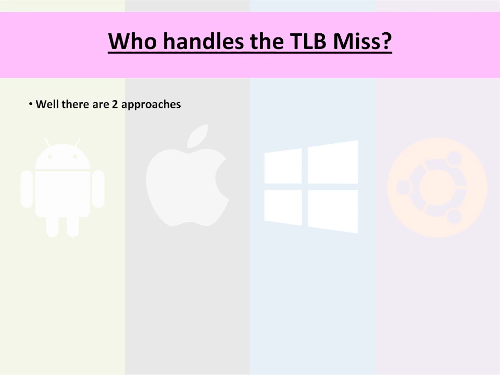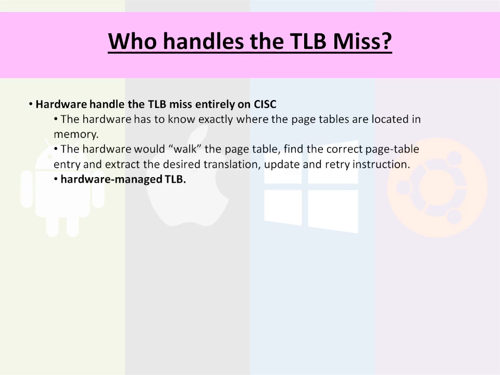So a question you might be asking: who handles the process of the TLB miss? Well, there are two approaches, the first being the hardware approach, and a device called the CISC handles the TLB miss in terms of hardware. This hardware device has to know exactly where the page tables are located in memory. The hardware would then walk the page table to find the correct page table entry, just like we've demonstrated, and extract the desired translation, as well as update the TLB. And this is called a hardware managed TLB.